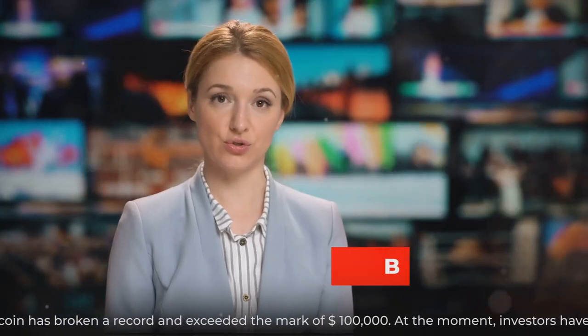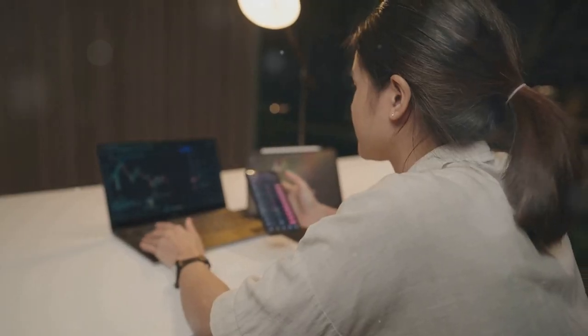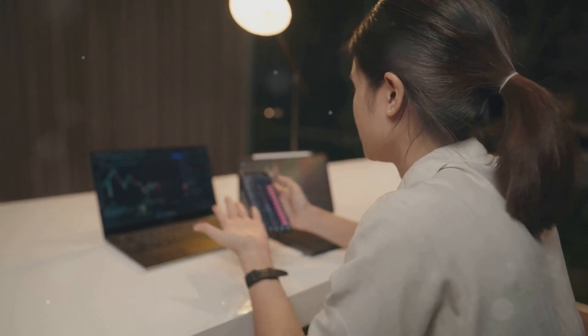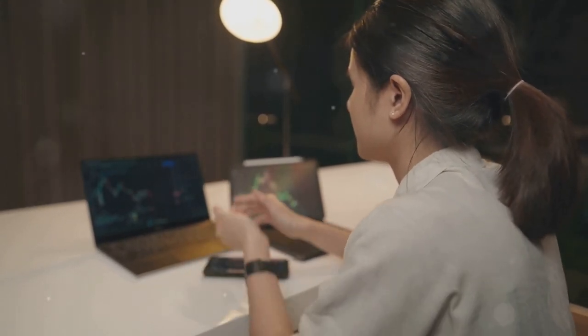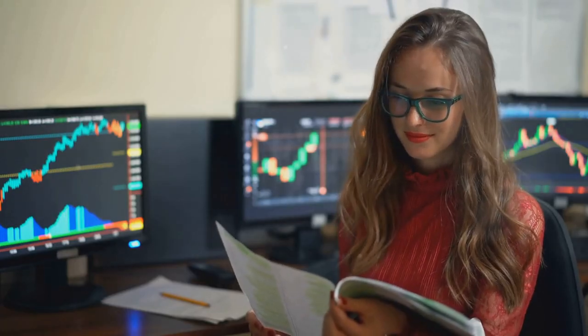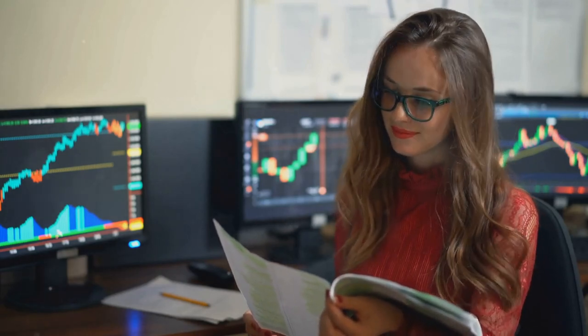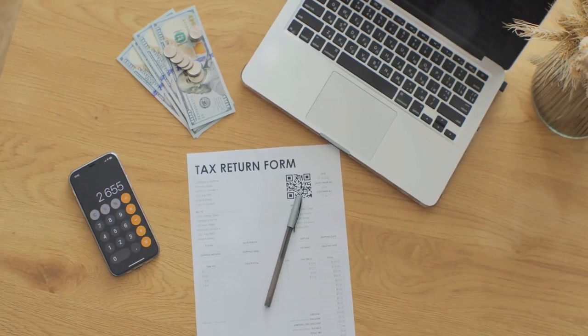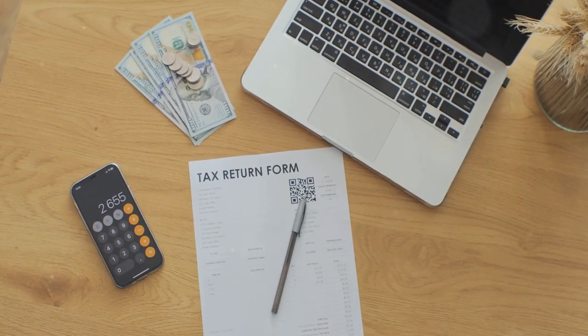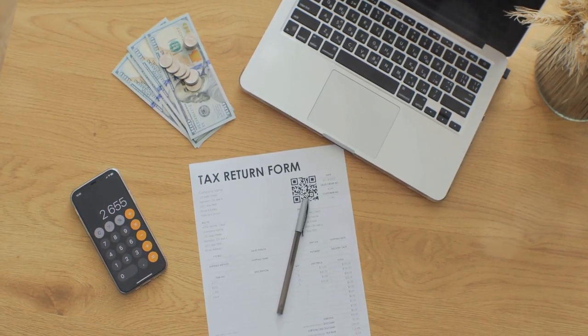I'm sure you've heard the news. Crypto taxes can be a real headache, but not anymore. Hey there, crypto enthusiast. Did you know there are some sneaky little tricks to make your crypto tax season a breeze? Yep, you heard me right. No more pulling your hair out over complicated forms and endless spreadsheets.